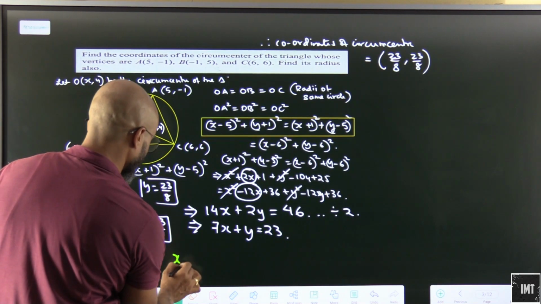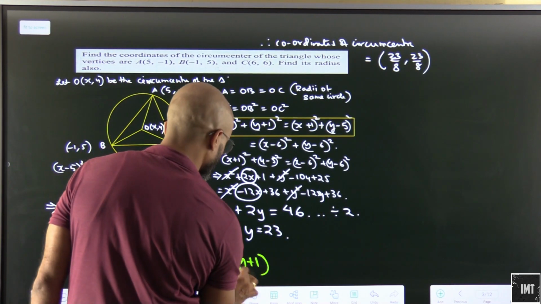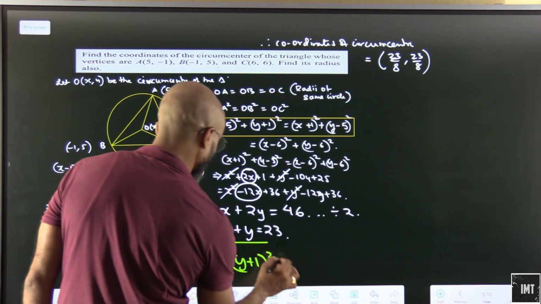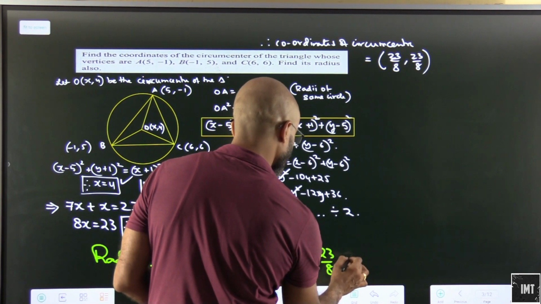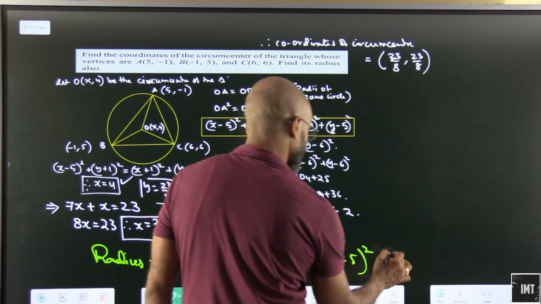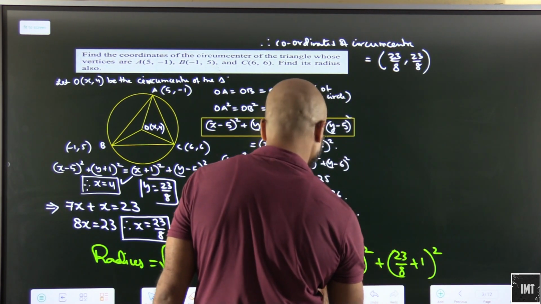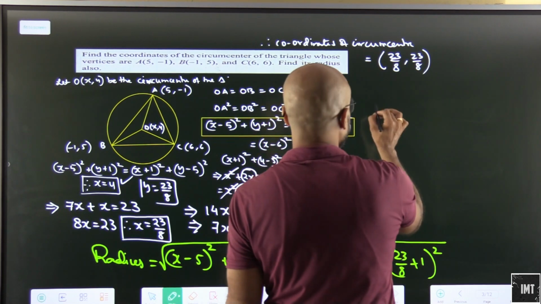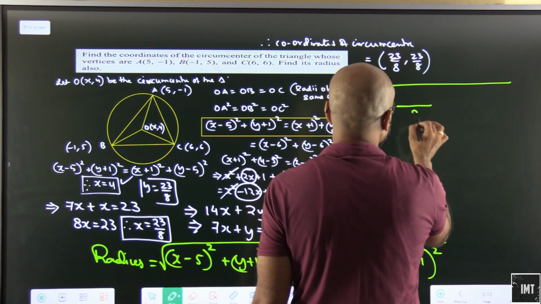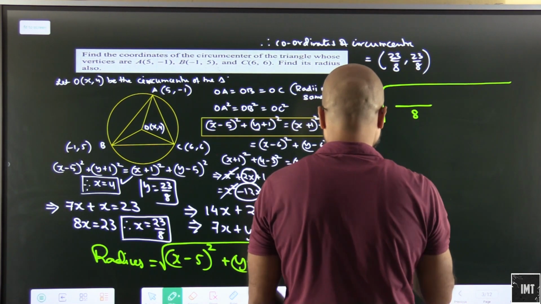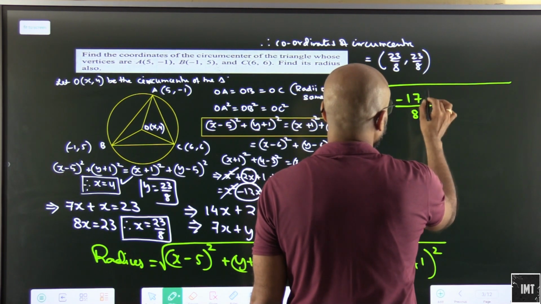So this will be (x minus 5) square plus (y plus 1) square, all under root. So this will be (23 by 8 minus 5) square plus (23 by 8 plus 1) square taken under root. So this will be 23 by 8, so 8, 23 minus 40, 23 minus 40, that's going to be minus 17.